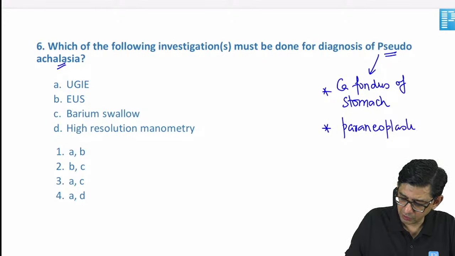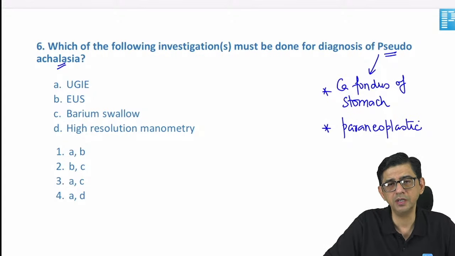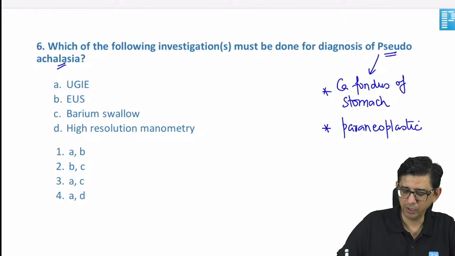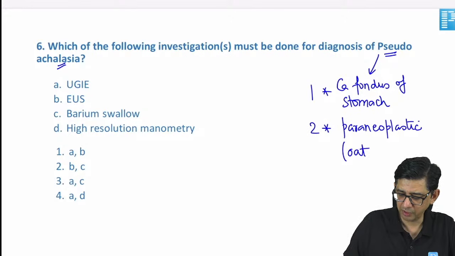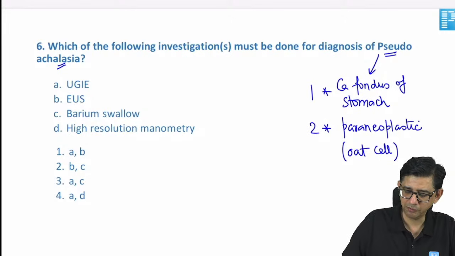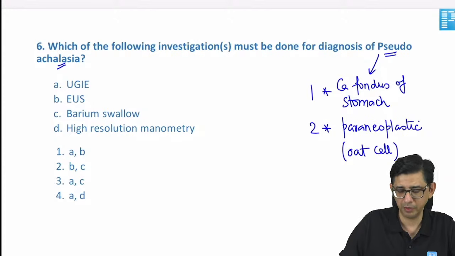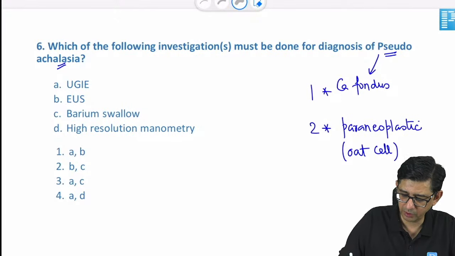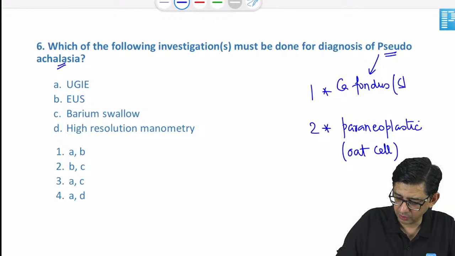Chagas disease is not pseudo-achalasia. Chagas disease causes esophageal involvement, heart involvement, genitourinary involvement. So that's a totally separate disorder. Pseudo-achalasia causes are mainly two: it is seen either with lung cancer or with carcinoma of the fundus of the stomach. Carcinoma stomach or carcinoma fundus is the one that is going to be responsible.